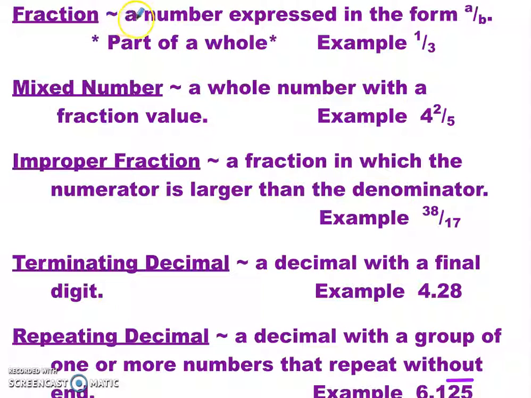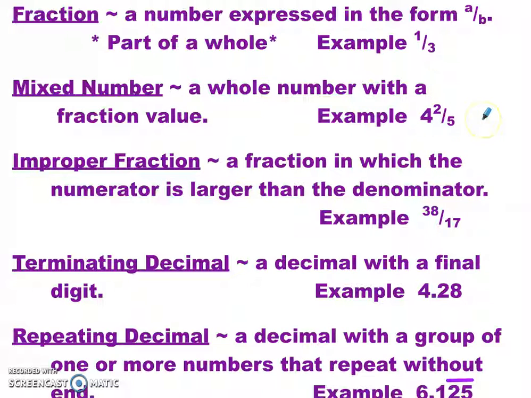But first, a fraction is a number expressed in the form a over b. So it's part of a whole. Example 1 over 3. 1 is the part, the whole is the 3. So if there's 3 pieces, and you get one of them. Okay, a mixed number is going to be a whole number with a fraction value. Example 4 2/5. Written like this.